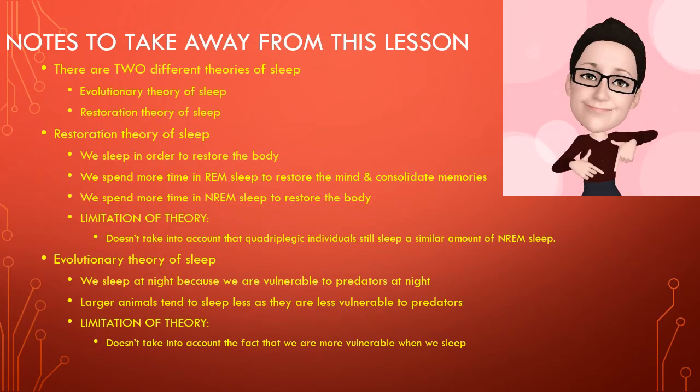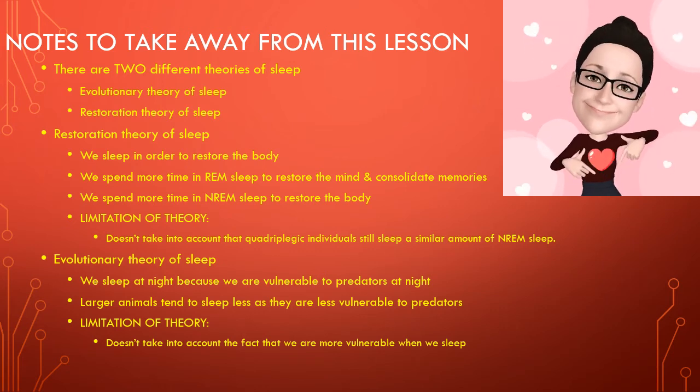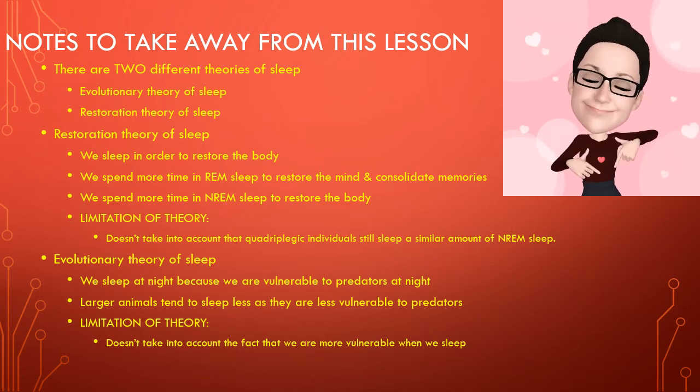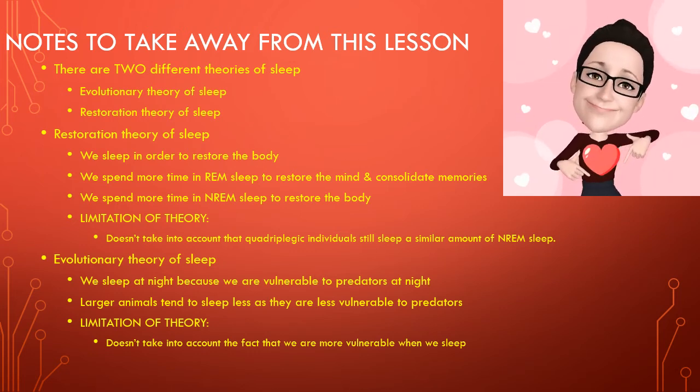Alright, notes to take away from the lesson. There are two different theories of sleep: evolutionary theory of sleep and the restoration theory of sleep. The restoration theory of sleep suggests that we sleep in order to restore the body. We spend more time in REM sleep to restore the mind and consolidate memories. We spend more time in NREM sleep to restore the body. Limitation of theory, it doesn't take into account that quadriplegic individuals still sleep a similar amount of NREM sleep when compared to others.